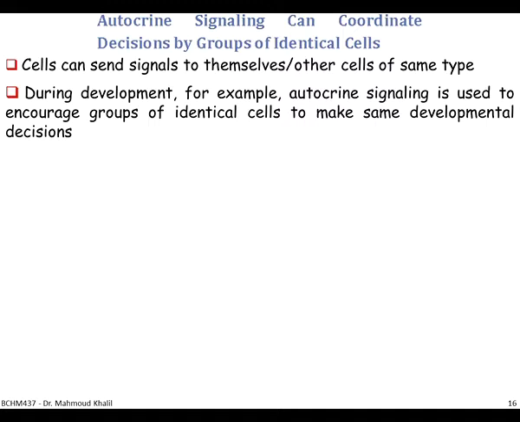This type of signaling is very important during development, and auto means self. So autocrine signaling is used to encourage a group of cells to make the same developmental decision. Say, for instance, if cells of the embryo need to be differentiated into, for example, kidney cells, there will be one cell that secretes a signal that will affect nearby cells or itself to give a general developmental decision for this group of cells to differentiate into kidney cells.